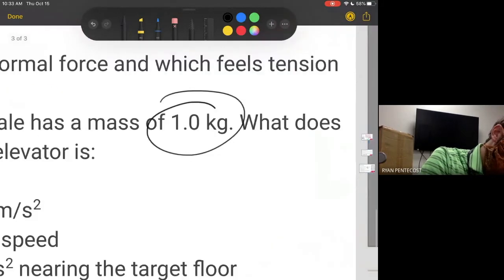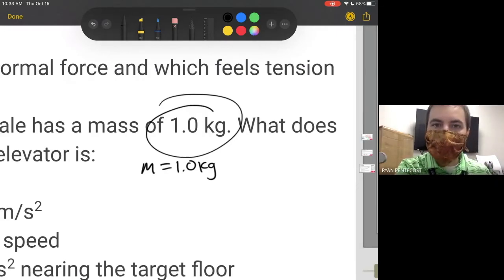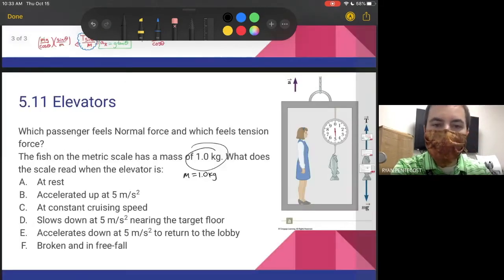Mass is 1.0 kilograms for the fish. So it seems like we'll be focusing on the fish. What does the scale read when the elevator is A, at rest, B, accelerated up at 5 meters per second squared, C, at constant cruising speed, D, slows down at 5 meters per second squared, nearing the target floor, E, accelerates down at 5 meters per second squared to return to the lobby, and then F, everyone's fantasy that everyone wishes would happen to them.